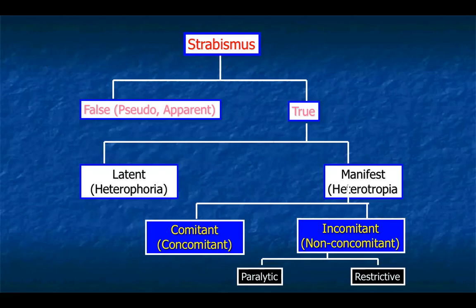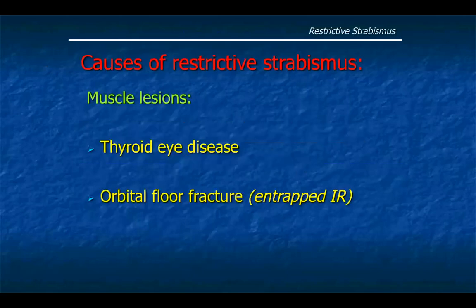The last type of strabismus is the restrictive strabismus. Incomitant restrictive strabismus is due to muscle lesions, for example, in thyroid eye disease, where there is inflammation followed by fibrosis of the extraocular muscle, and this fibrosis causes tightness of the muscles. The most commonly affected muscle is the inferior rectus. There is tight or fibrosed inferior rectus. So the superior rectus, although it's normal, cannot elevate the eye because the eye is pulled down by the tight inferior rectus muscle. So it's a restrictive and not a paralytic form of strabismus.